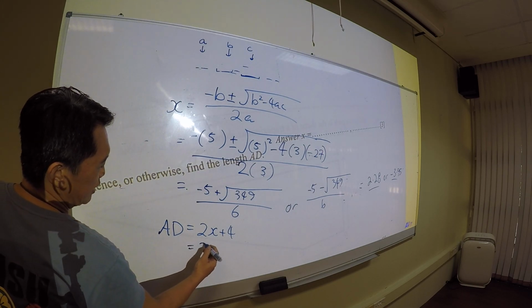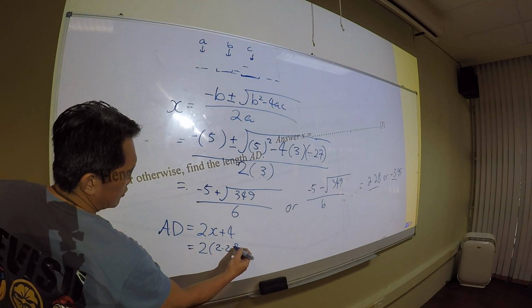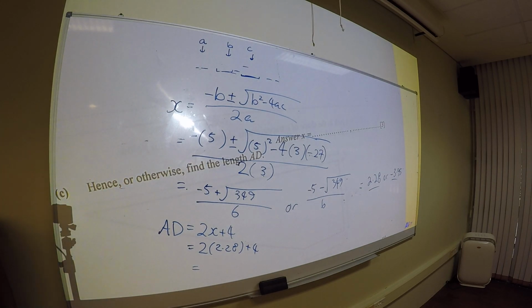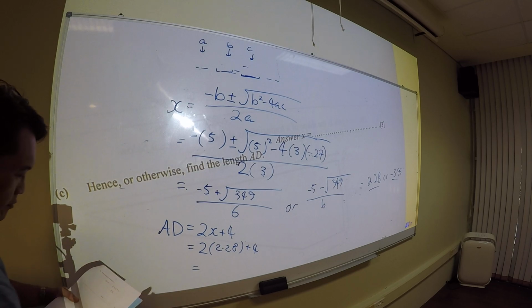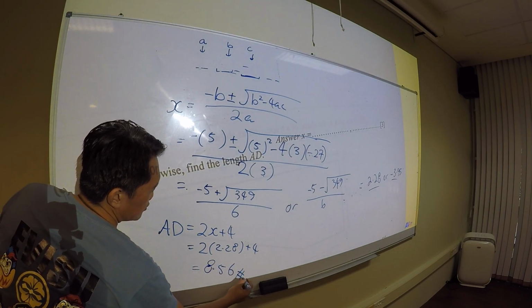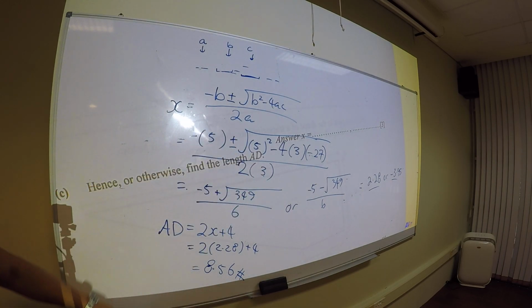Then you put in what is your x? Your x is 2.28. Then you will get your answer. 8.56. If you put in negative 3.95, you will get a negative number, but AD cannot be negative. It is a length, so there is only one answer, 8.56.